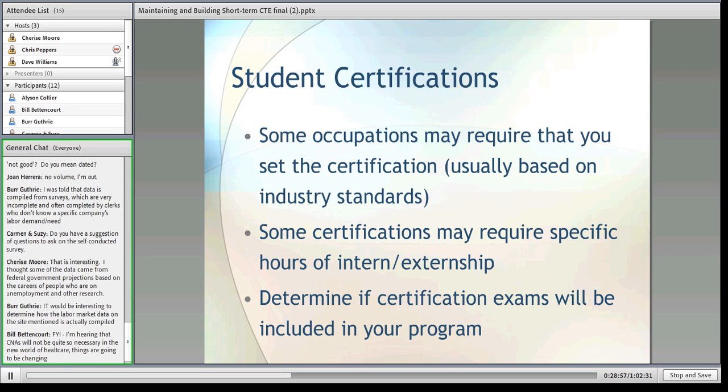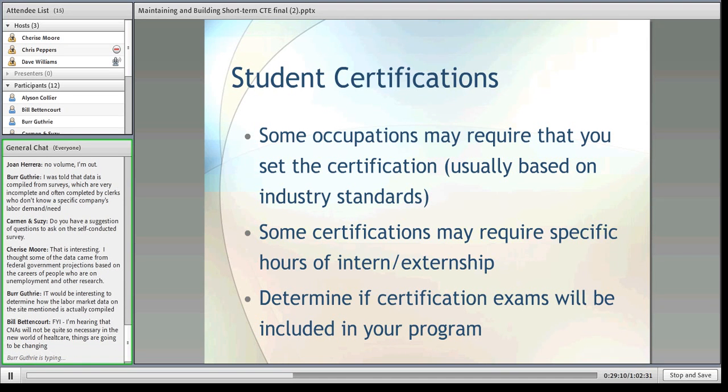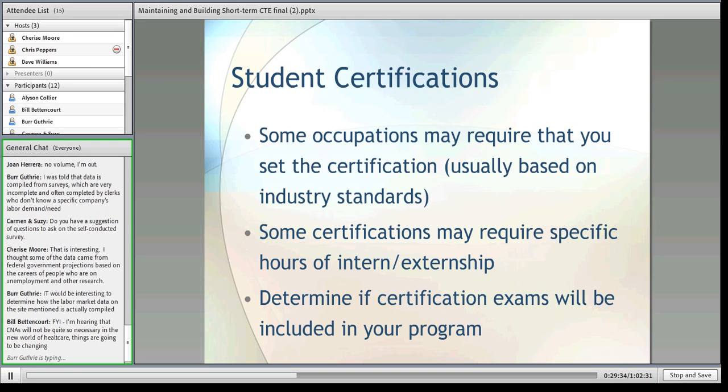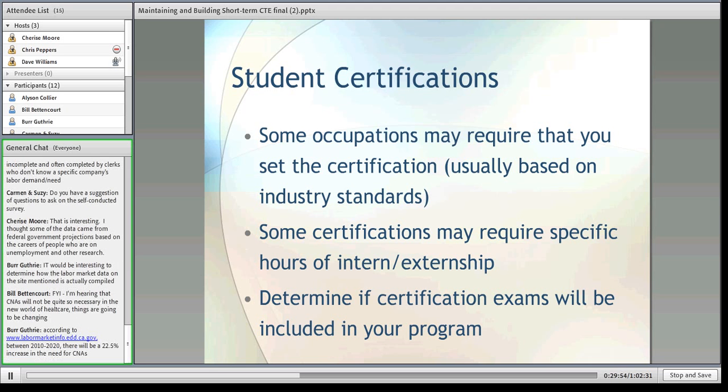have to gather the industry standards or clinical practice if it's in healthcare, CNA. Pharmacy technician is an example. Others outside testing certifications. That's the next thing: you need to determine if there are certification exams that will be included in your program.